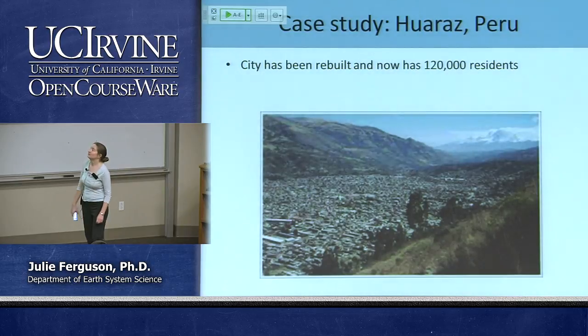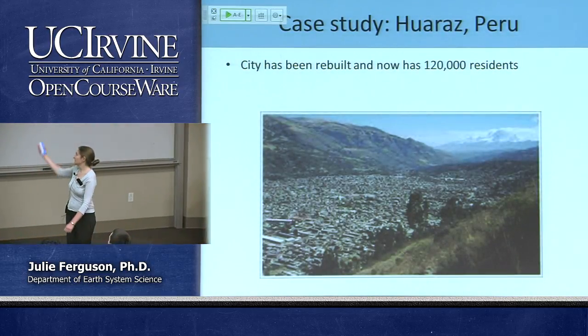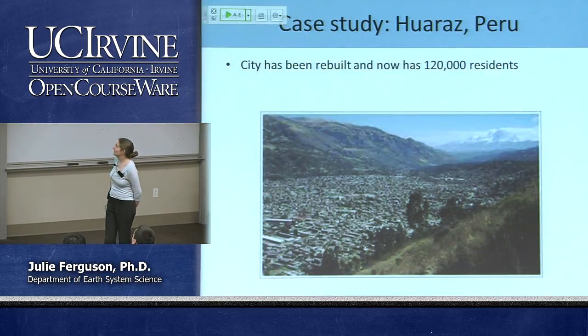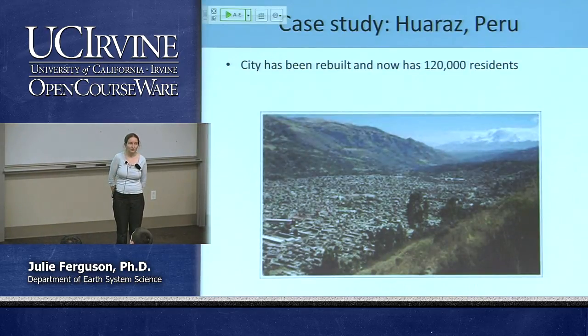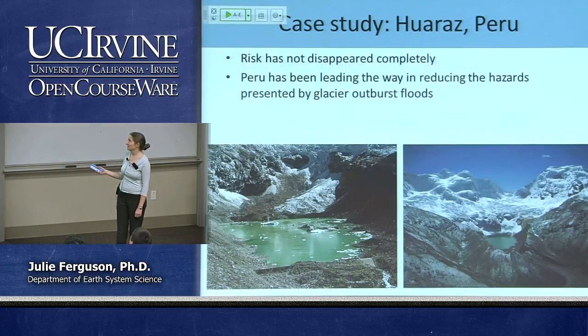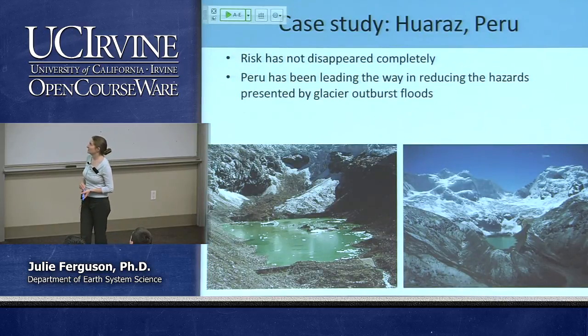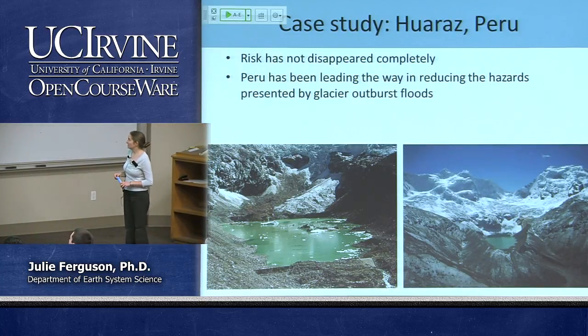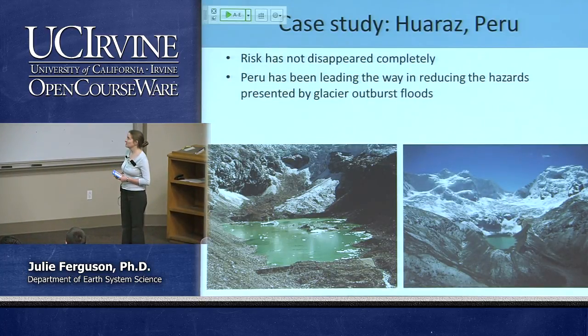So, Juarez got wiped out. They rebuilt it. There are now 120,000 people living in this city, and it's exactly where it was before, just below that lake. And so here's our lake. What can you see on there that has been done? The risk hasn't gone away. We still have melting ice. We still have a lake up in the mountains. But you can see that we have made some changes, most definitely.